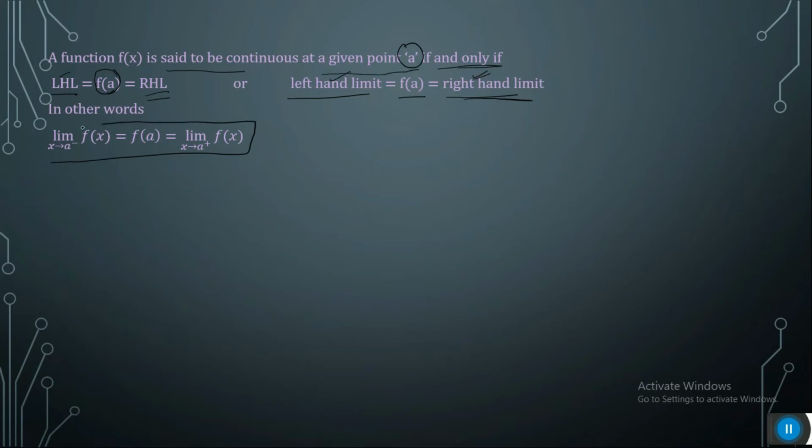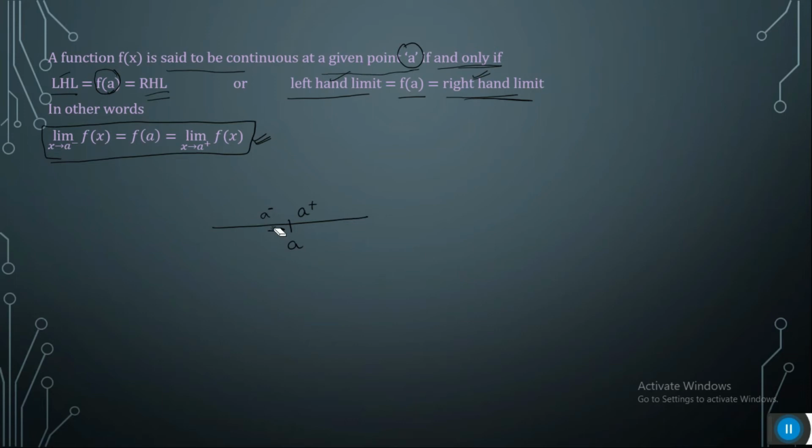Mathematically we represent like this. Okay, limit x tending to a minus, so suppose a is like this, so a minus will be smaller than a, so from left hand side. This here will be a minus, and that should be equals to the value of the function at a, that should be equals to the limit at a plus, where a plus means little greater than a. If this happens, then you will say our function is continuous. Okay, I think it's clear.